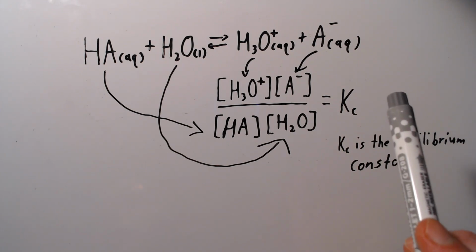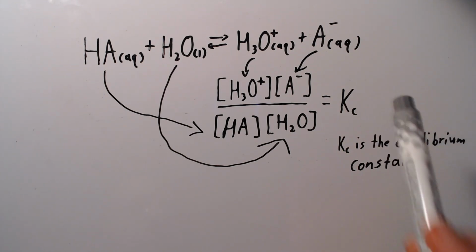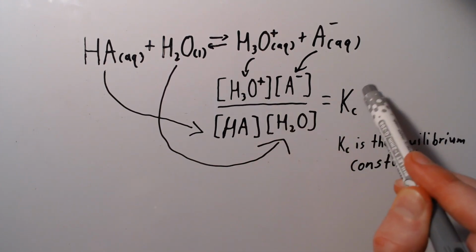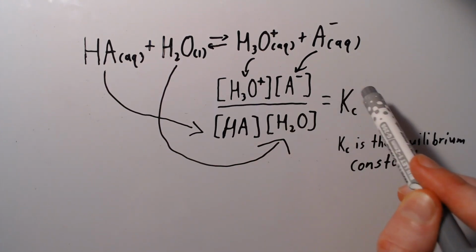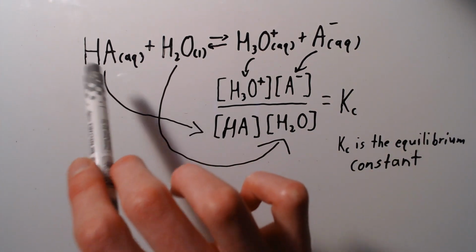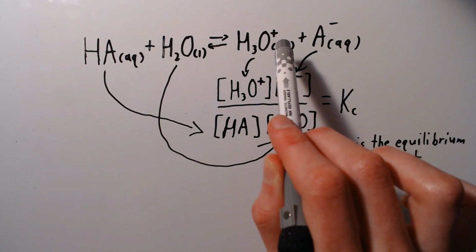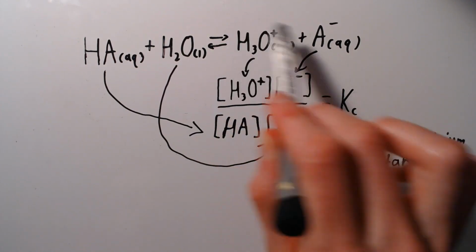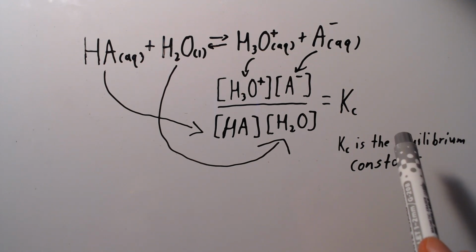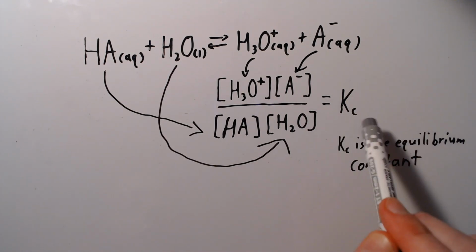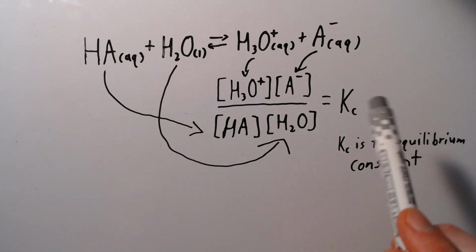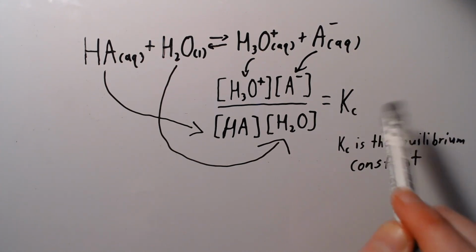And if there is more of this H3O+ and the Kc is higher, then this acid is stronger, because that means that it dissociated more to produce more of this H3O+, raising the value of the Kc. So a higher Kc equilibrium constant means that the acid is stronger because it dissociates better.